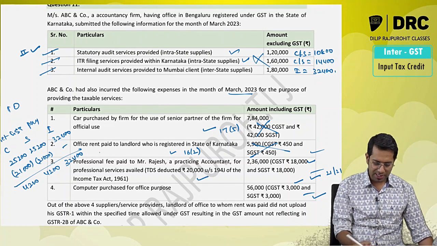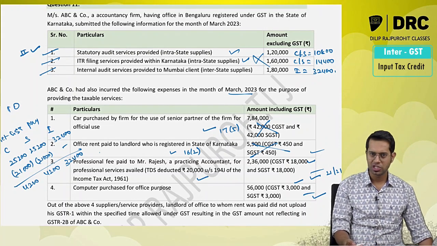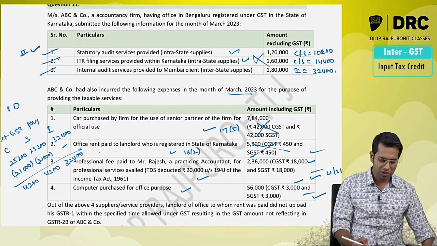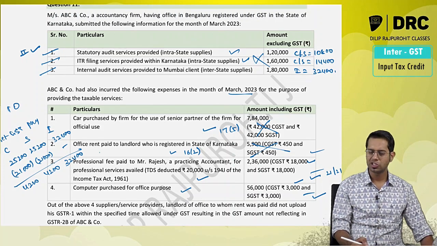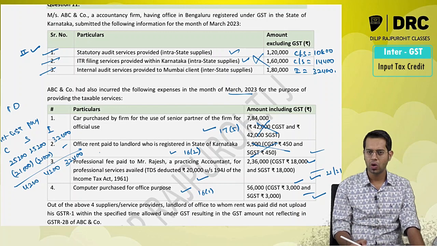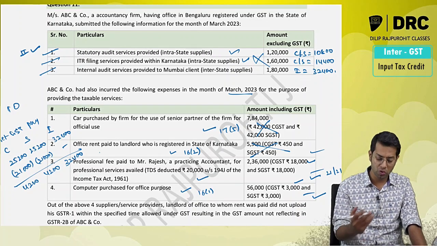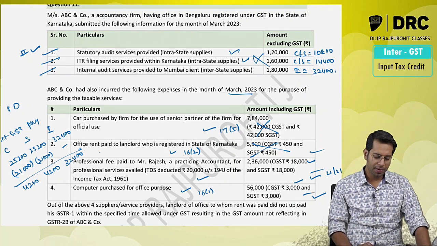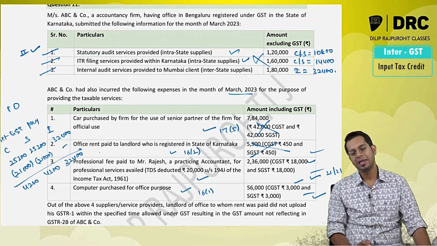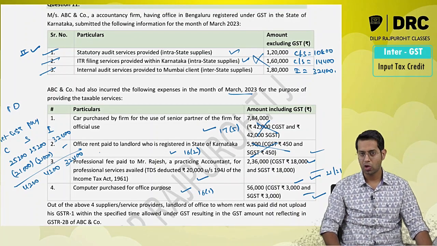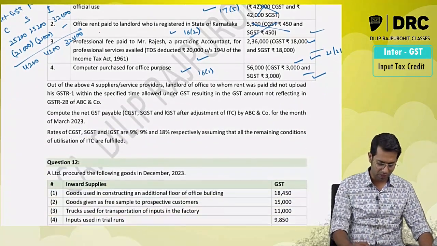Then professional charges, ITC can be claimed on the professional charges which are availed by the ABC company. And the computer purchased for office purpose, as per section 16 subsection 1, ITC can be taken on goods or services which are used or intended to be used in the course or furtherance of business. Further, it is assumed that depreciation is not claimed on the tax component of capital goods. Therefore, full ITC is allowed.